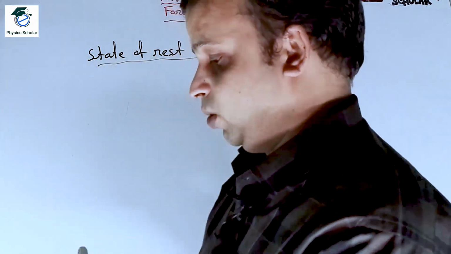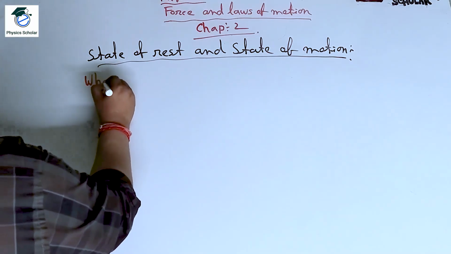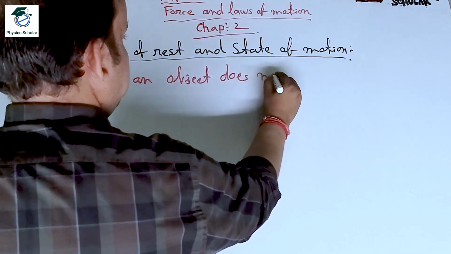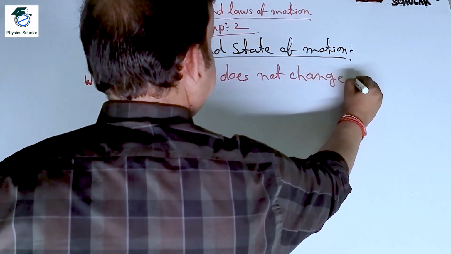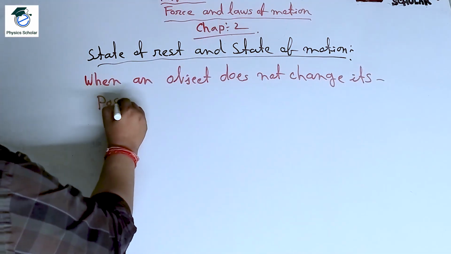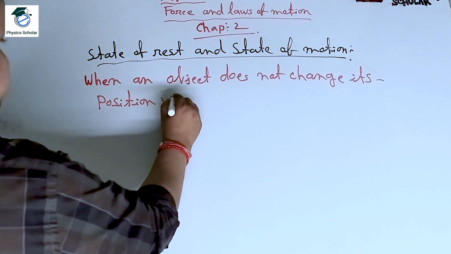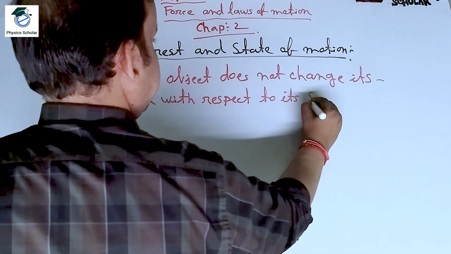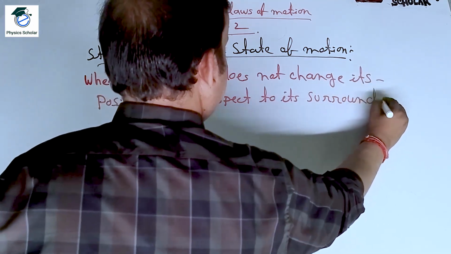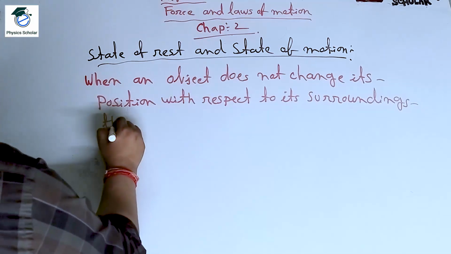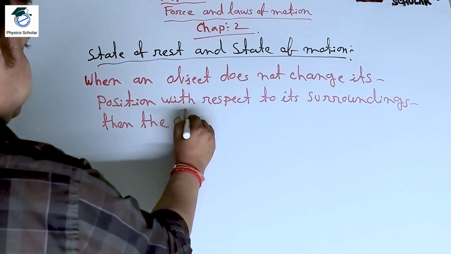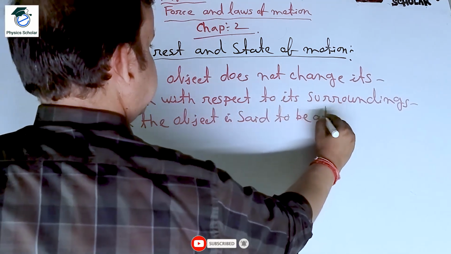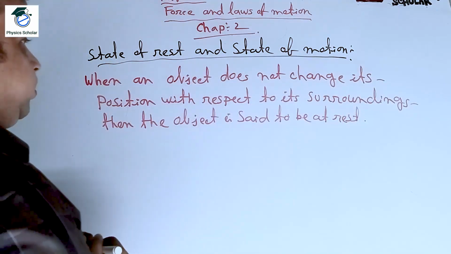So what is known as the state of rest? When an object does not change its position with respect to its surroundings, then the object is said to be at rest.